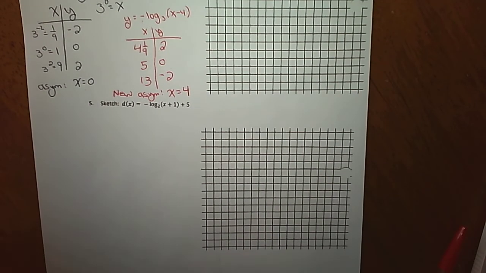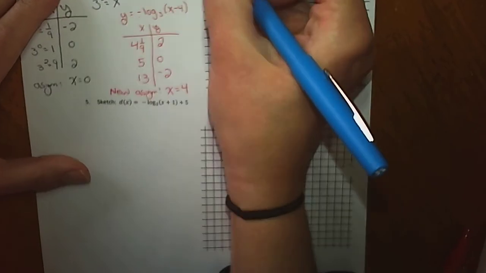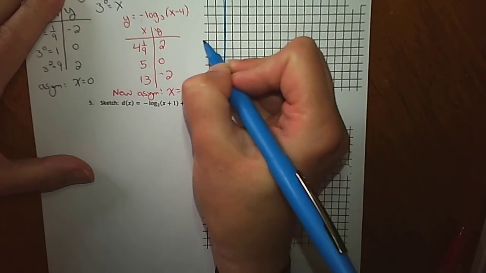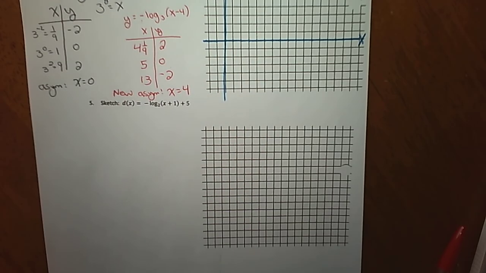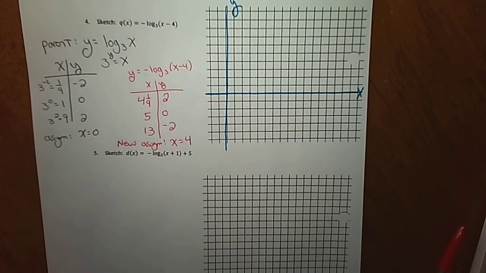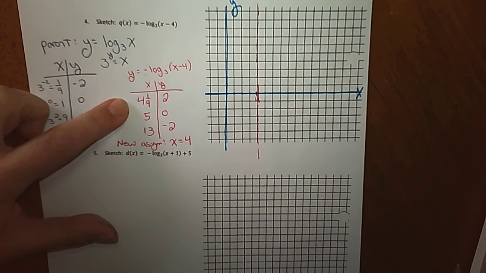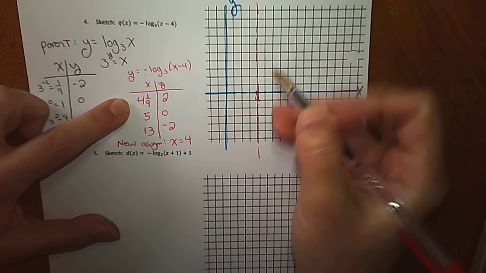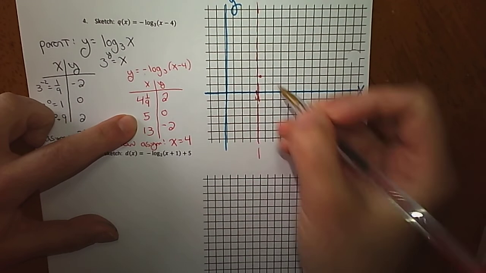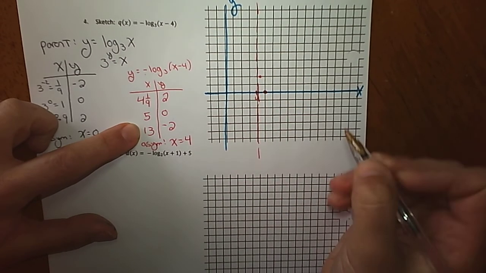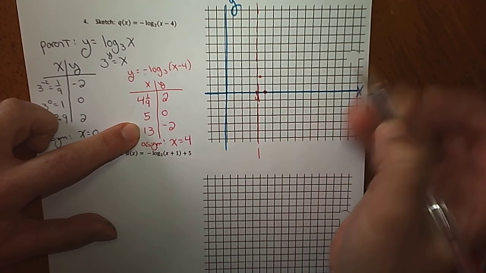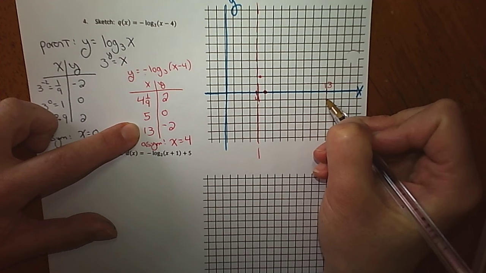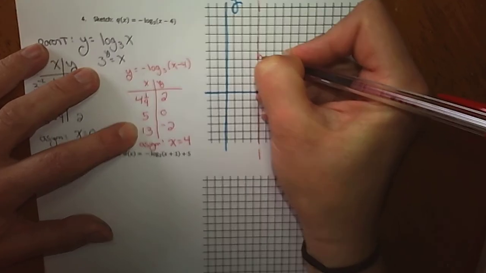I'm going to set up my axes here. Okay, this is x, this is y. There's my x and y axis. Now, always draw the asymptote. All right, now I'm going to plot my points. At 4 and 1/9, I'm going to be at 2. At 5, I'm going to be at 0. And at 13, 5, 6, 7, 8, 9, 10, 11, 12, here's 13, I'm going to be down at negative 1 and 2. And there we go.